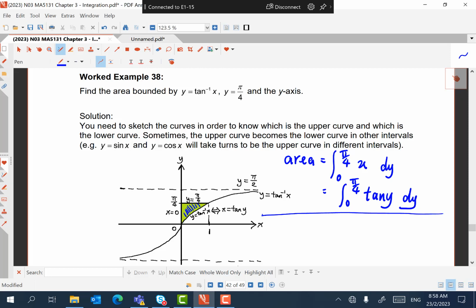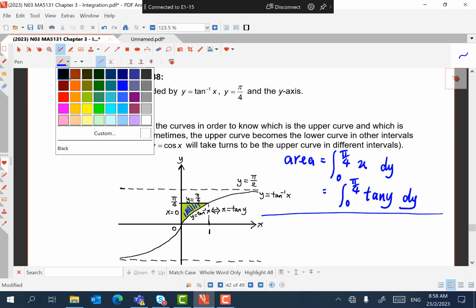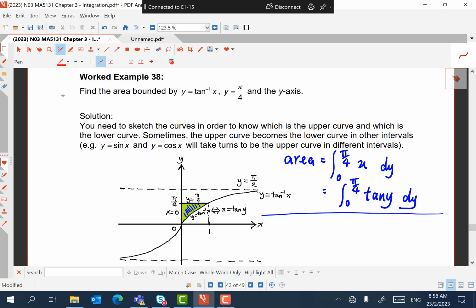Okay, you know why? Secant is a derivative. How do we integrate tangent y, Chinmaya? Tangent y is sine y over cosine y. Integrating tangent y, what do you get? Yes, you're right. Right, so this is how you integrate tangent.